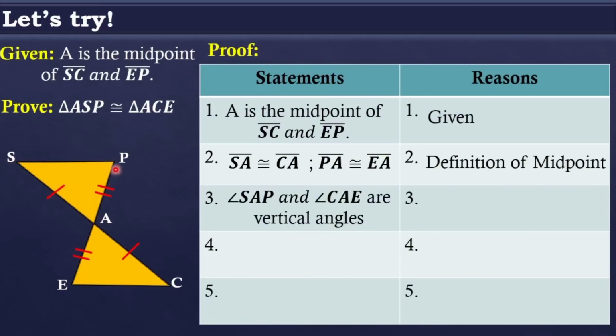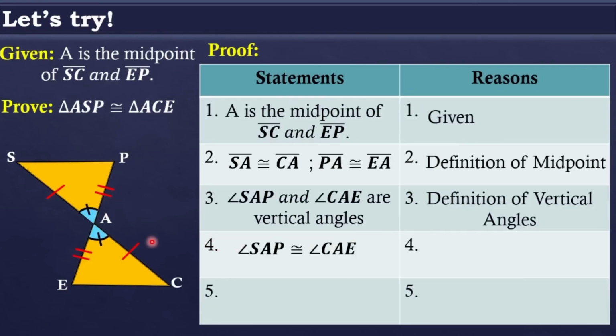Angle SAP and angle CAE are vertical angles. So, that is by definition of vertical angles. So, ano ba yung definition of vertical angles? Na kapag meron tayong intersection ng two lines, yung angle po na nabubuo natin doon are vertical angles. So, meron tayong intersection ng two lines, the SC and the PE. So, we have SAP and CAE are vertical angles. So, kung vertical angles yan, ibig sabihin, angle SAP is congruent to CAE. So, ano pong reason? Vertical angles are congruent. So, lagi po yan that the vertical angles are congruent.